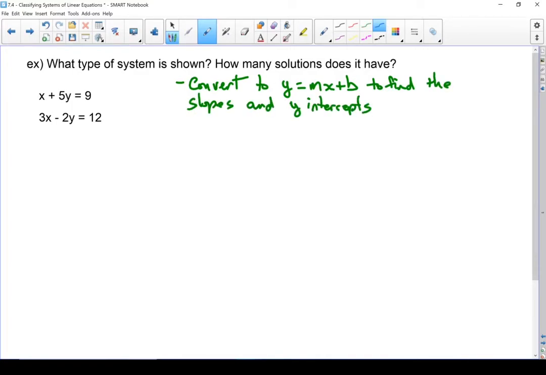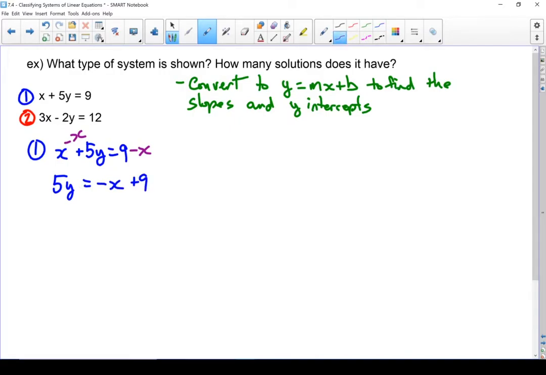Okay, let's number our equations. I'm going to make the first one equation number 1, and the second one's going to be equation number 2. Let's start with number 1. We're going to do some algebra to isolate the y, subtract x from both sides, 5y equals. I'm going to move the x into the front, but the negative stays on it. Negative x plus 9. Next step, divide both sides by 5. Those two 5s cancel each other out, and let me rewrite this equation. I just pulled the whole fraction out in front of the x so the slope is easy to find.